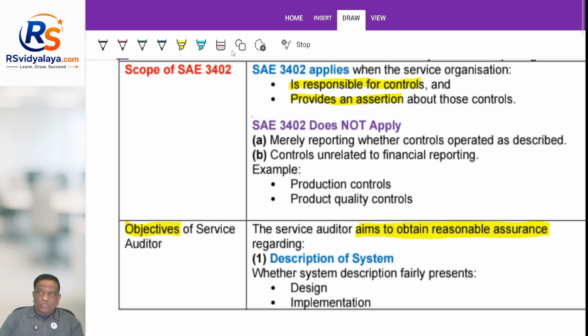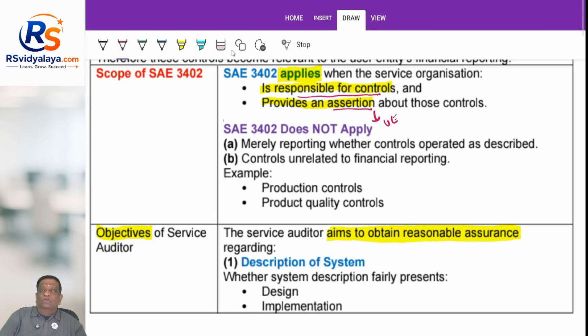Then, what is the scope of the standard? That is, when would the standard become applicable? This standard would become applicable when the service organization is responsible for controls and wants to provide an assertion to the user entity about those controls. That is when the standard would arise.